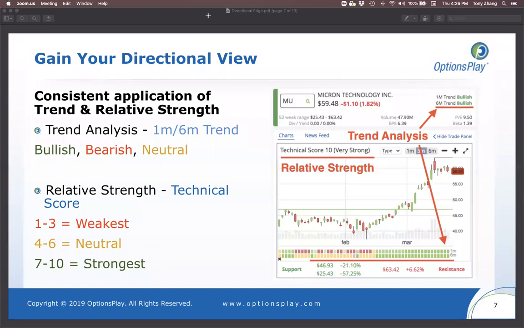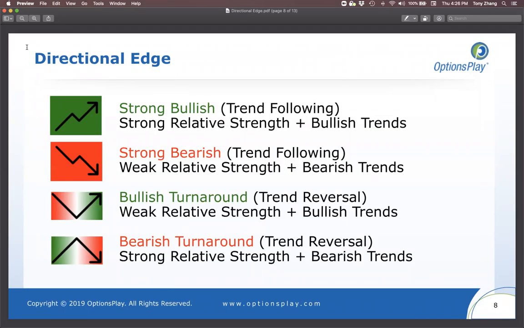So what I want to do is show you how you can use these 2 indicators in conjunction with each other to actually gain that directional edge. And that really is quite simple. There are 4 categories that you can find yourself in when you use these 2 indicators, and I'm going to walk you through each of the 4, and then I'm going to show you some examples so that you can see how easy it is to decipher them.